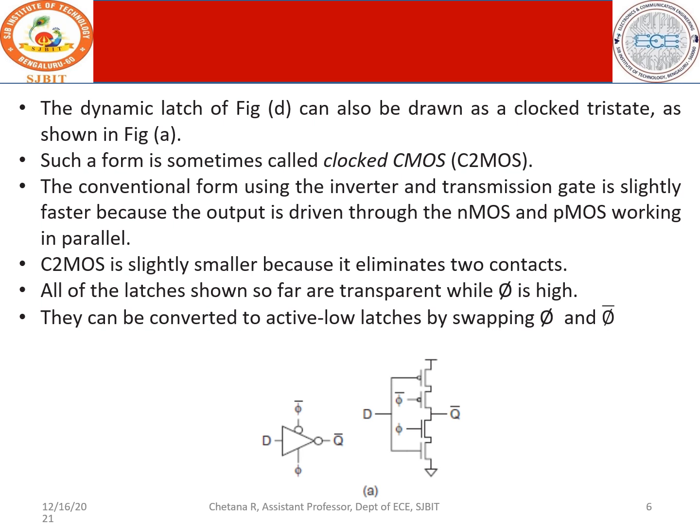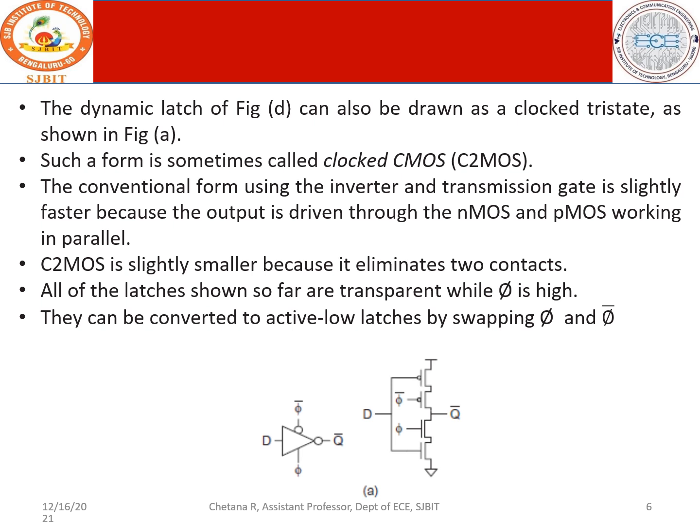It is not C2, it is C square. You should read it as C square MOS logic. What exactly happens in this? The conventional form using the inverter and the transmission gate, the earlier one, is slightly faster. It is fast because the output is driven through the NMOS and PMOS working in parallel. Either one of them will be working, and right now they are working in parallel. Both of them will be on at a time or both of them will be off, not like the CMOS working. Therefore, you will have the fast transmission.